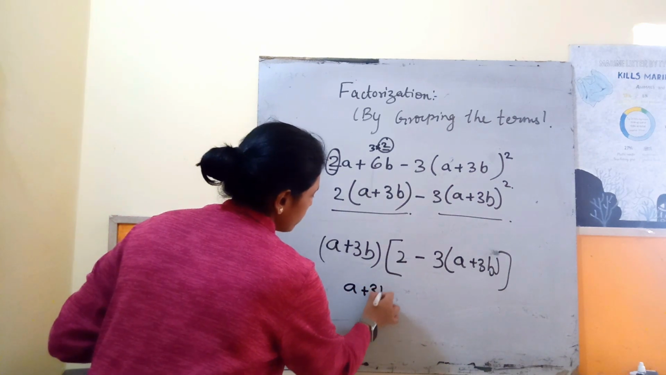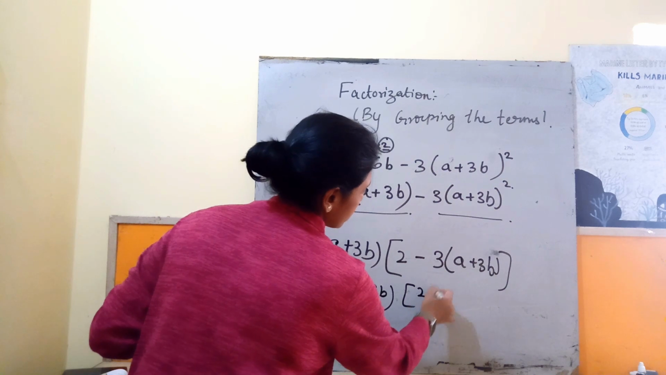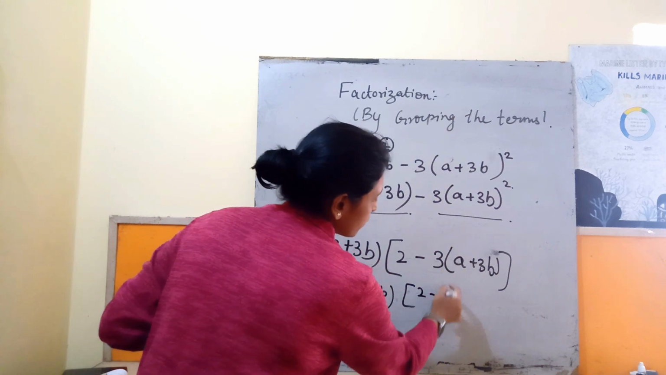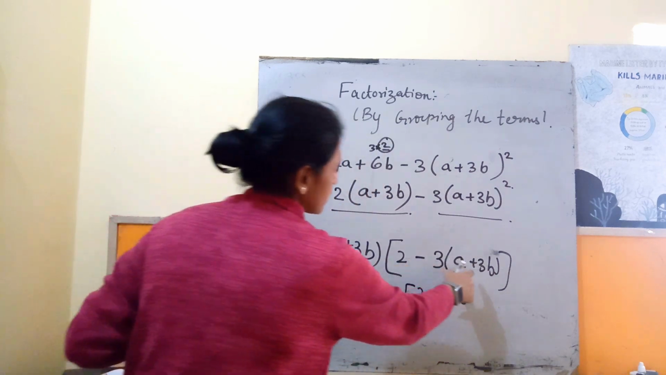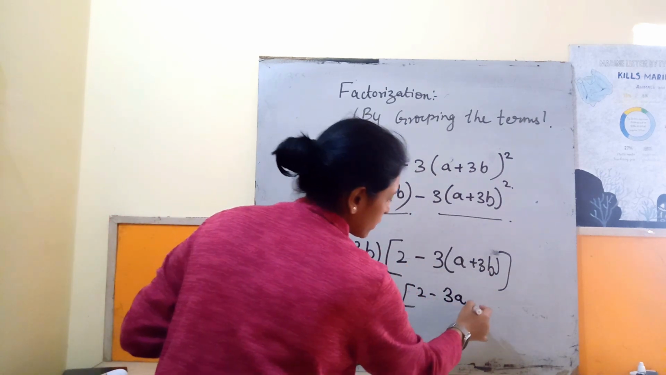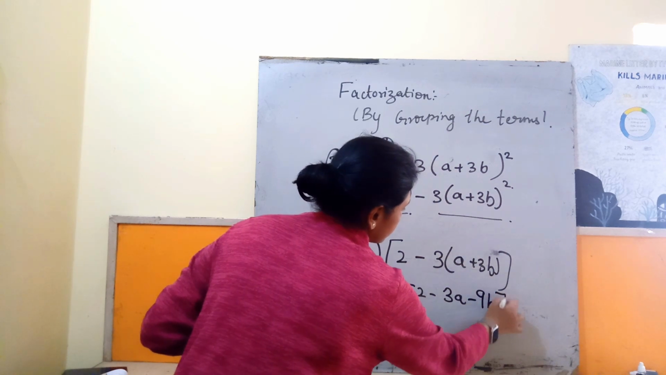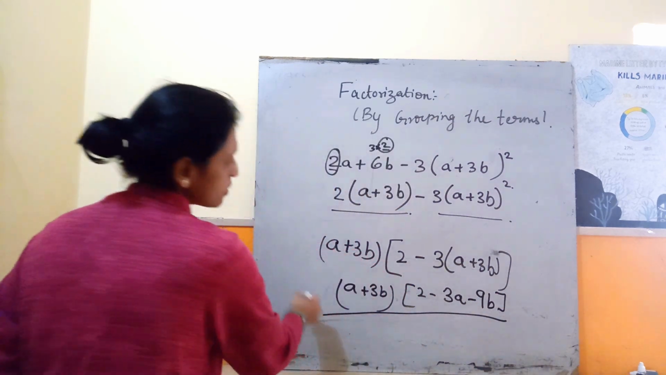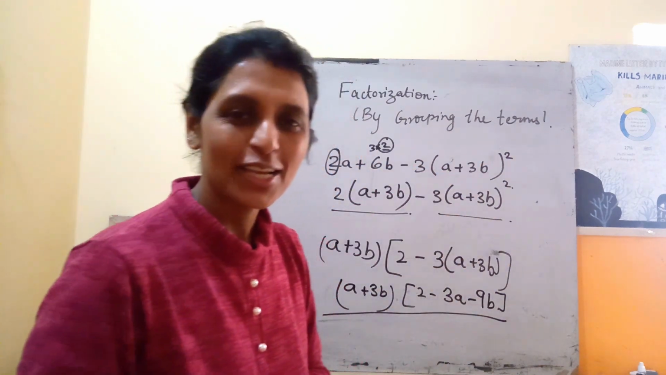A plus 3b, we can simplify it. 2 minus 3, and minus 3 is multiplied with a, we will get minus 3a, and minus 3 into 3b we will get minus 9b. And this is the factorization of the given algebraic expression.